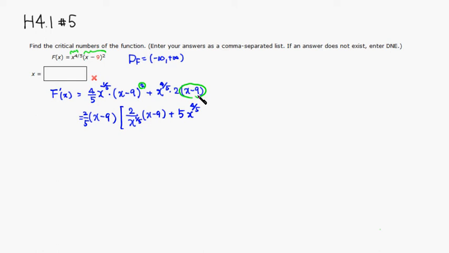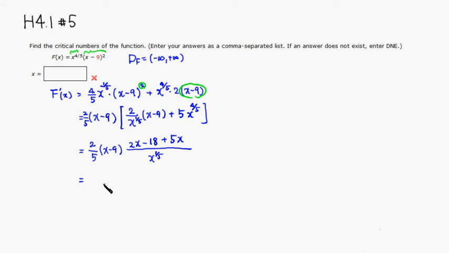Then we're going to take the common denominator, just like before. 2/5 is just a number, so x minus 9. The common denominator would be x to the 1/5 power. So you would have 2 times x is 2x, 2 times negative 9 is negative 18. And since you have to multiply by x to the 1/5 power here, you're just going to get 5x there. So this cleans up too.